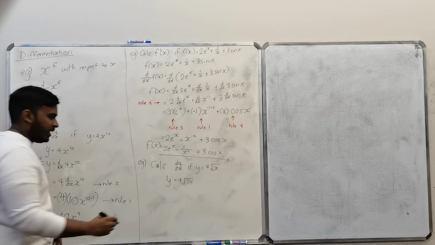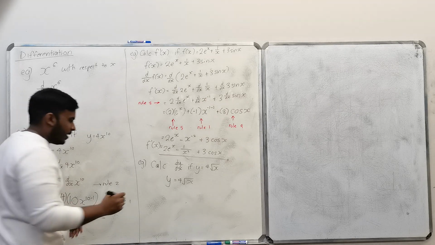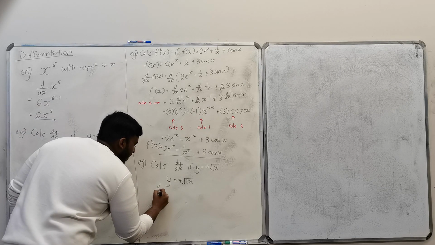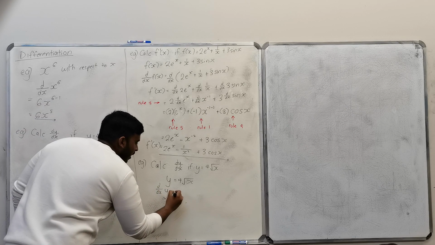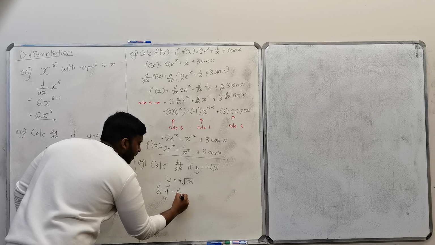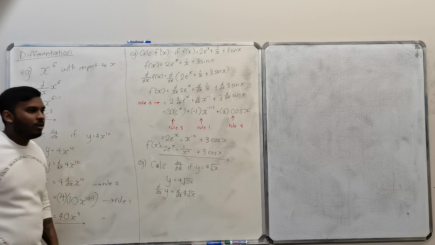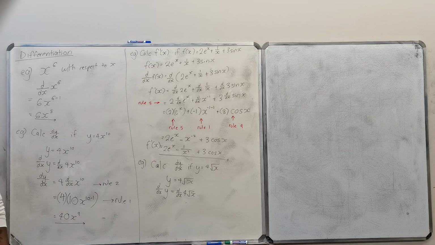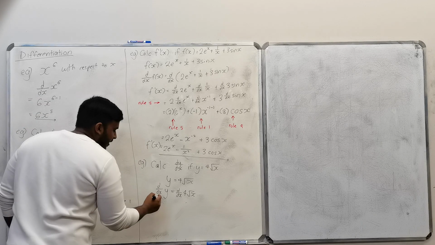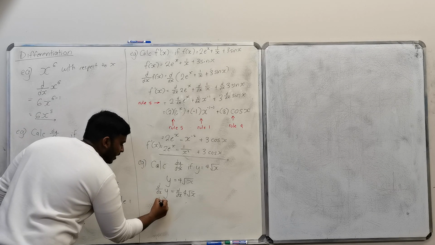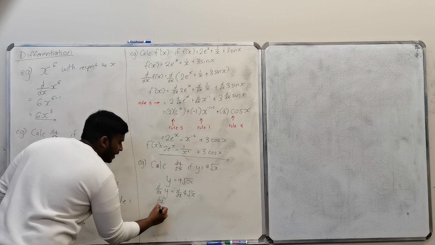d over dx. You understand that, right? So you introduce d over dx times y equal to d over dx of the right side. So here this would become what? dy over dx, which is what they want.